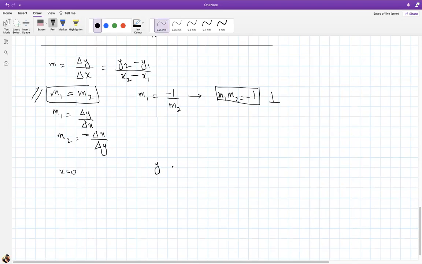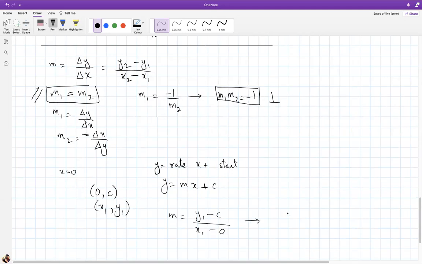So there are multiple ways of achieving it. One is you start with y equals rate times x plus starting value, which I'm going to call y equal to mx plus c. If I know y, m and x, then I can simply find c, because c is the value at x equal to 0. At any point x1, y1, m equals y1 minus c over x1 minus 0, which gives y1 equals mx1 plus c. So you put in the values and get your c. That's one way: you first find the gradient, then put it in the equation to find c.